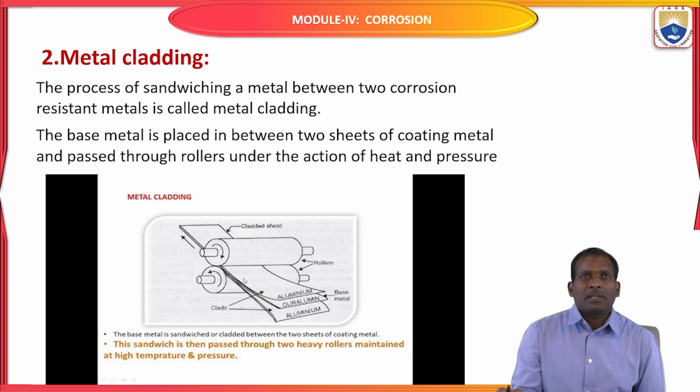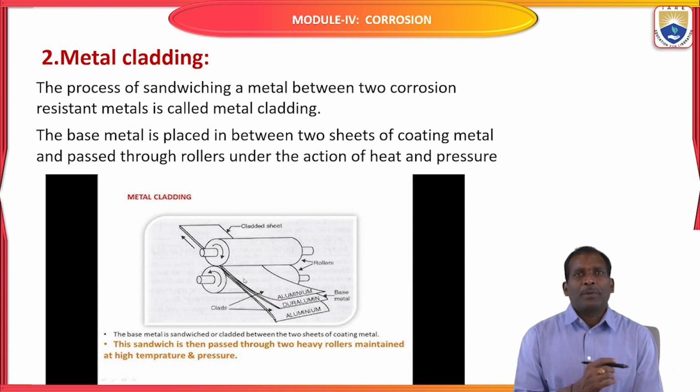So the next process is after hot dipping. In hot dipping, two processes are there. One is galvanizing and tinning. The second one is metal cladding. The process of sandwiching a metal between two corrosion resistant metals is called metal cladding. Metal cladding means the sandwiching between the two corrosion resistant materials.